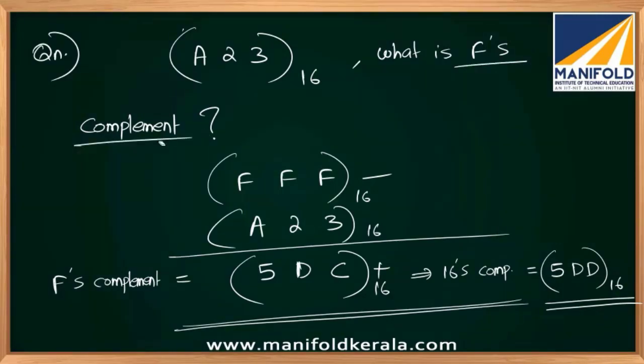Please understand what you are actually doing. You are individually taking the F's complement of each digit, and that is very easy to get. So please remember this one. There were questions in your question paper, that is why I just discussed this.